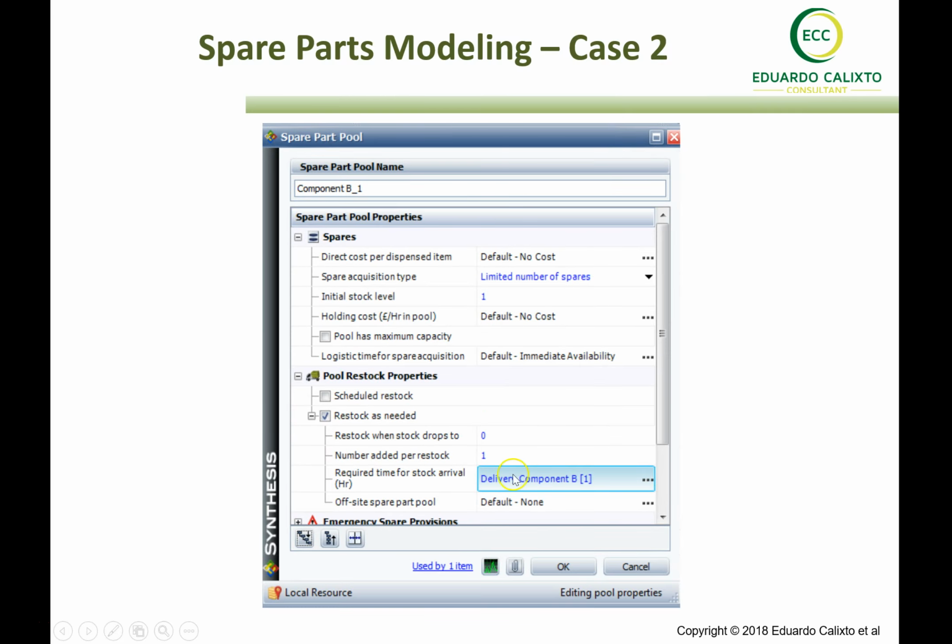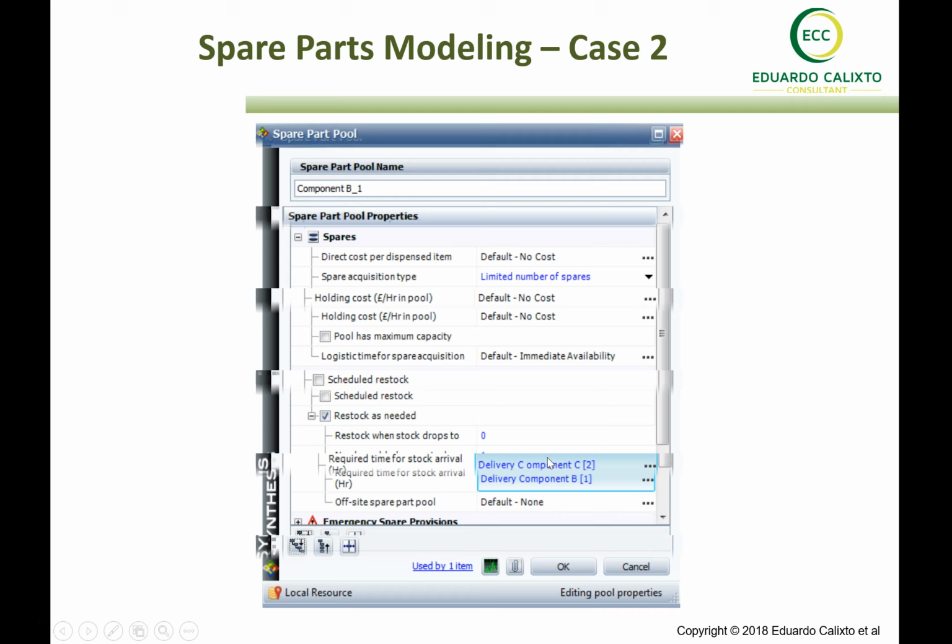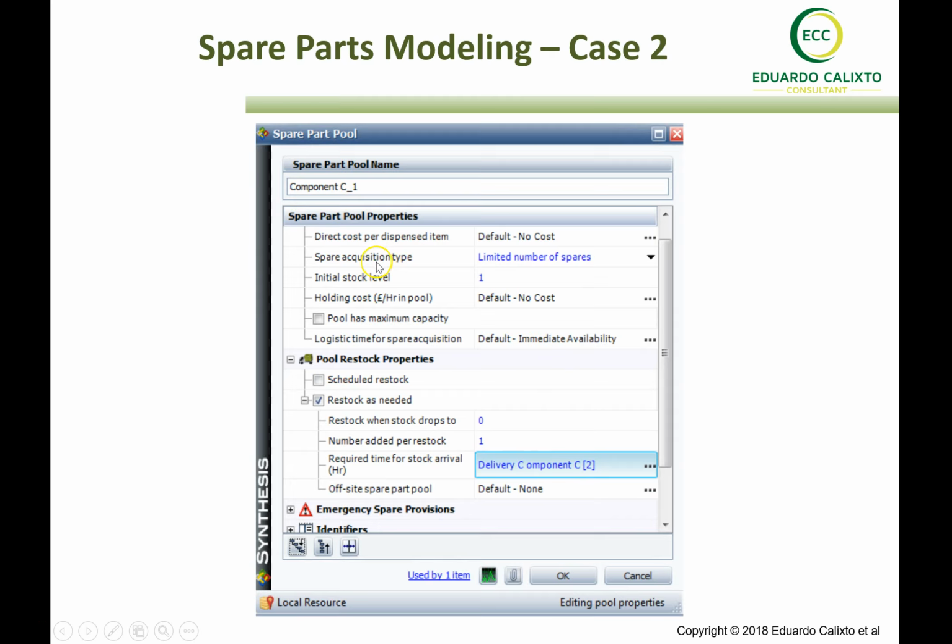So for component B, I adopt a similar spare parts level. I have 1 initial spare part in stock, and whenever the spare part gets to 0, I will add a new spare part. And then, of course, I need 1 unit hour to restock the spare part. And spare parts for component C as well, starting with 1. Whenever the spare part level gets to 0, I will restock 1 unit and request 2 unit hours to restock.